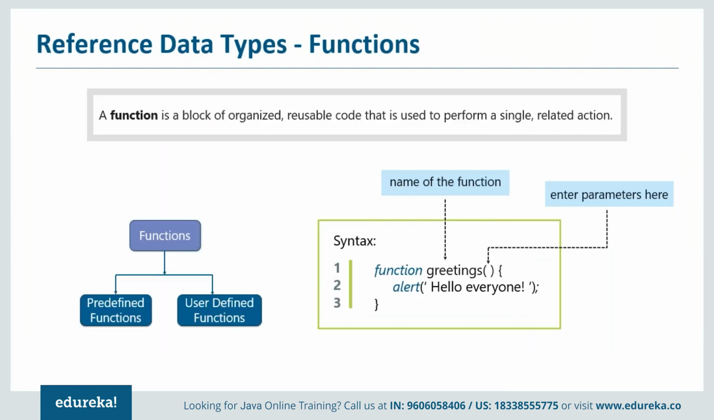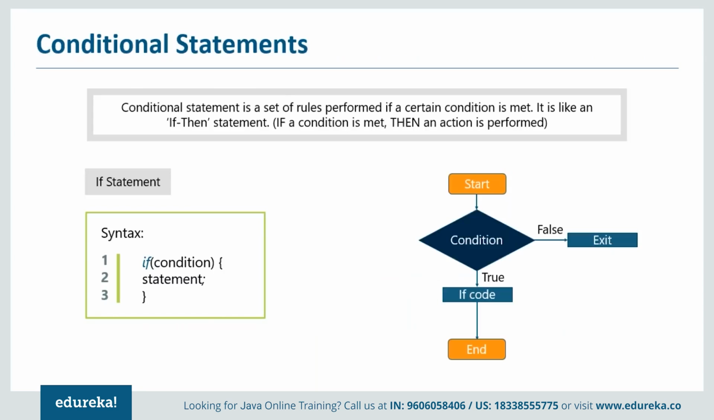Next, we have conditional statements. Now, conditional statements are used to perform different actions on different conditions. So if is used to execute a block of code only if the condition is true. So basically, if a condition is met, then the statements within this block will get executed. This is the syntax of the if statement. So basically, if is a keyword. And within brackets, you're going to define the condition. Now, if this condition is met, then this statement or a set of statements is executed. So this is how it works in the program.